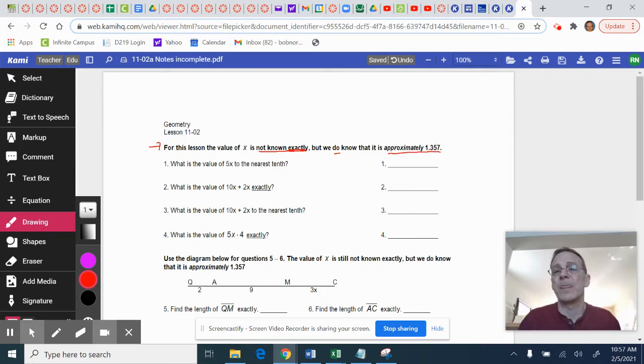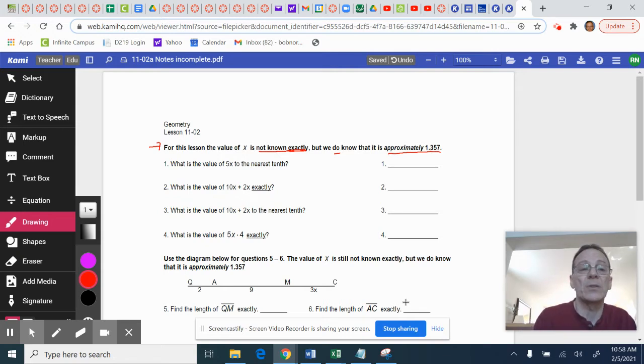1.357. In other words, it has more decimal digits than that even, but we've just rounded them off or thrown them away. And we know that these first three decimal digits are accurate, okay? But there's more digits that we've thrown away or we just don't know what they are.